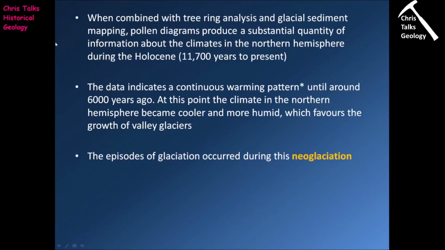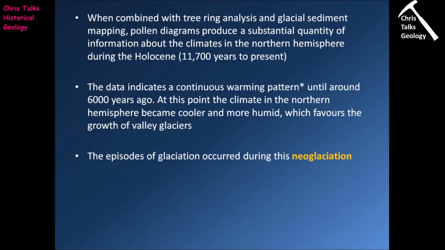Now, when we combine pollen analysis with tree ring analysis and glacial sediment mapping, the pollen diagrams produce a substantial quantity of information about the climate, particularly in the northern hemisphere during the Holocene. And pollen analysis is absolutely great for the Holocene in particular. Now, the data indicates that there's actually been a relatively continuous warming pattern until around 6,000 years ago. So the Ice Age ends 12,000 years ago, approximately, and we see conditions getting warmer, and that makes sense.